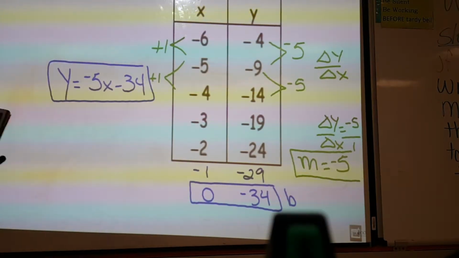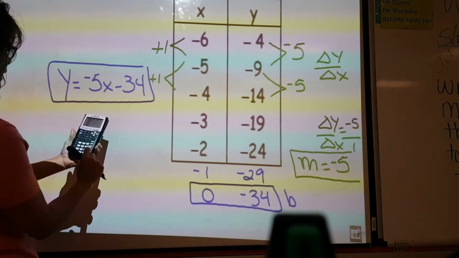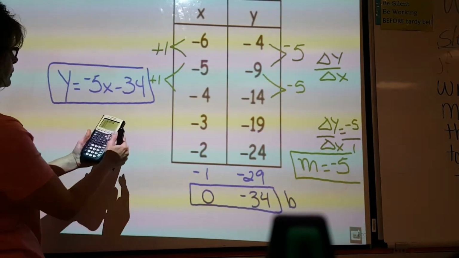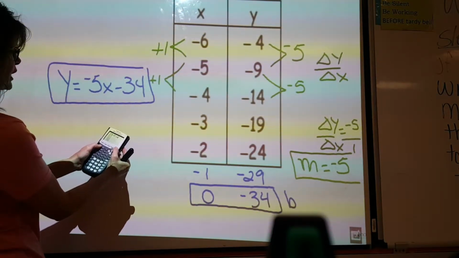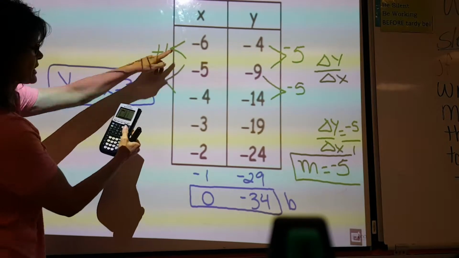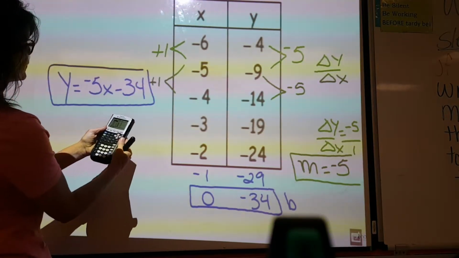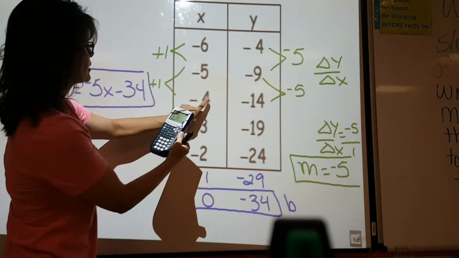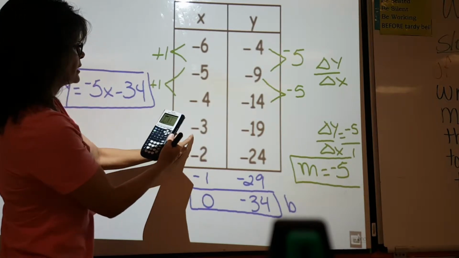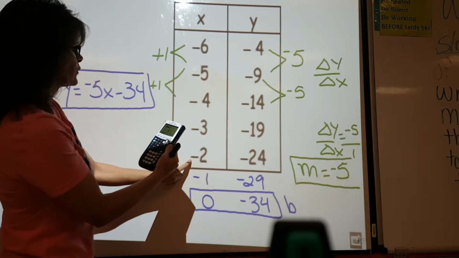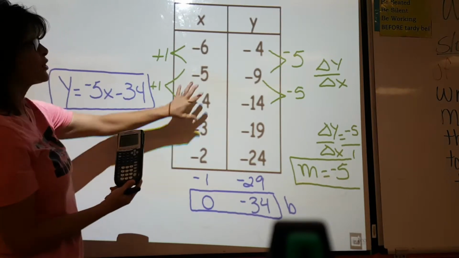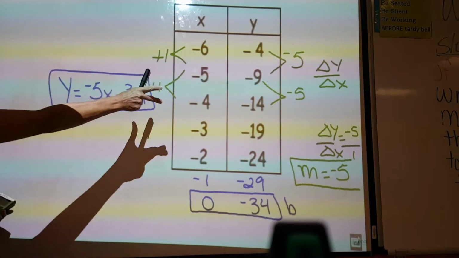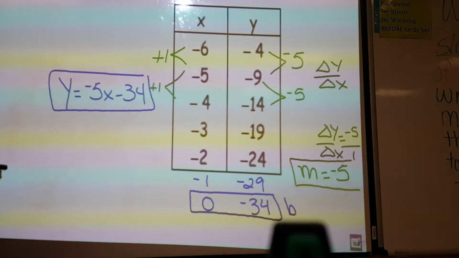So using my calculator, I simply go to my y equals, and I put in -5x minus 34. I don't need the graph, so I just go to the table. And I look for when x is -6. And I check to see if my y's match. -4, -5, -9, -4, -14, -3, -19, -2, -24. If more than 3 of my numbers match, that most assuredly is my equation. So my equation of this very strange table is -5x minus 34.